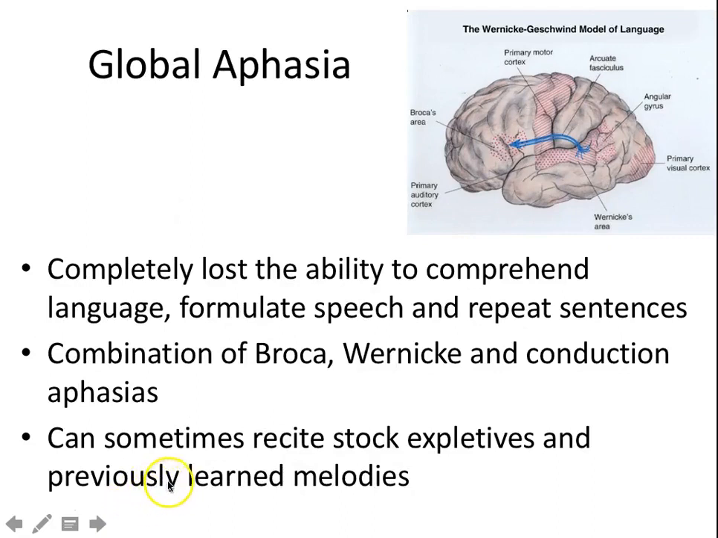And then global aphasia is just really bad. So basically, you've damaged Broca's area, you've damaged Wernicke's area, and you've damaged the tracks in between them. So this is like a really bad traumatic brain injury. So in this case, you've lost the ability to comprehend language. Like, you don't understand what's being said to you. You don't understand what's being written down. You can't speak. You can't repeat sentences.